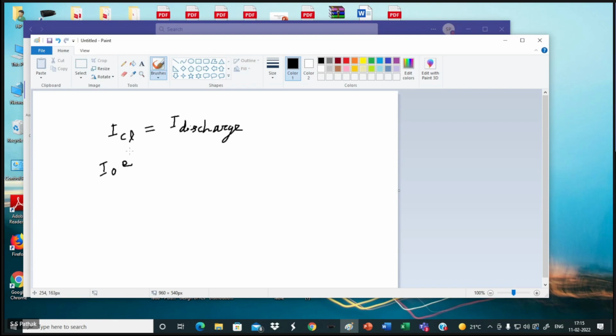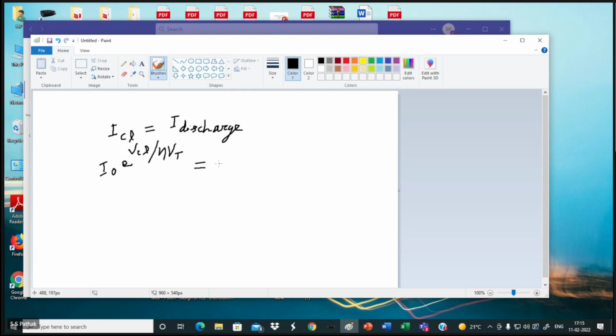So ICL you have seen is your I naught e to the power VCL by eta VT in the denominator. I'm not putting the bracket here. You understand what I'm going to say. What is the discharge current?